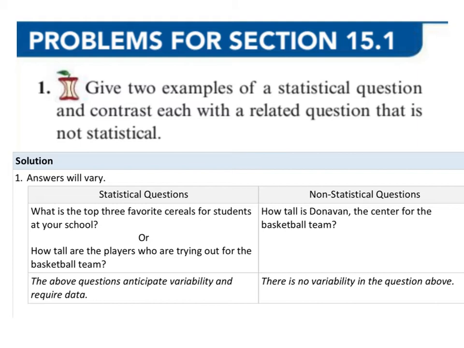A non-statistical question is one in which there is no variability in the question. For example, how tall is Donovan, the center for the basketball team? This is just asking for information about one person, therefore there is no variability in the data you will be collecting.